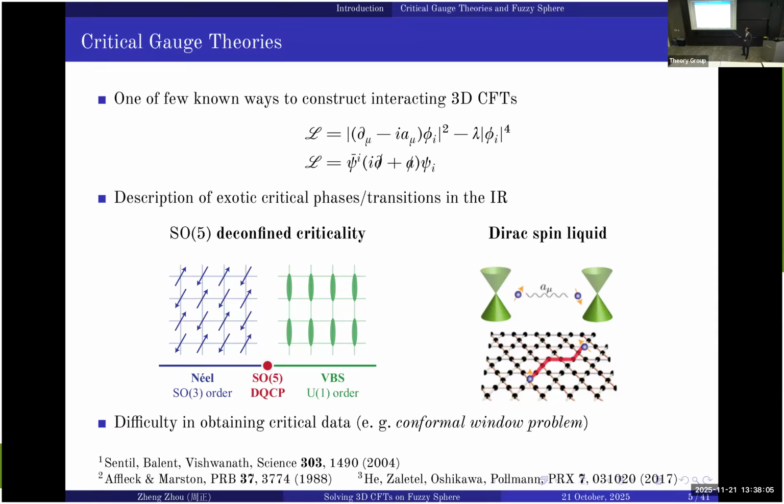As an example, under which number of flavors do these Lagrangians flow to a conformal fixed point? This is still an outstanding unsolved problem known as the conformal window problem.